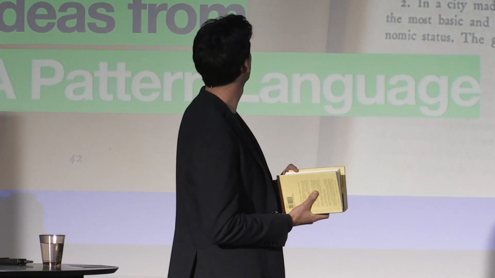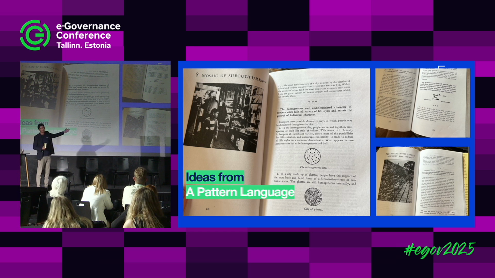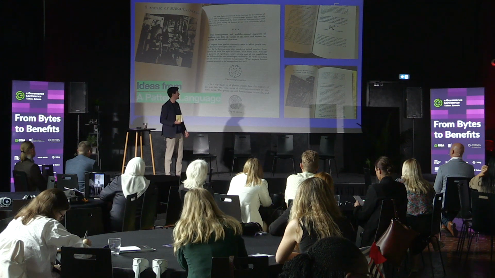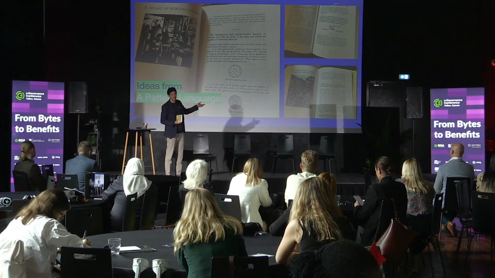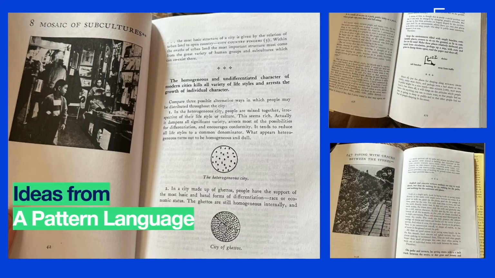So if we look here, mosaic of subcultures. How do you design a city that can support a mosaic of subcultures? Then as you walk through the book, you've got kind of middle level patterns. So how do you design a space where people feel comfortable sleeping in public, if that's a need? And then down, like I said, the minutiae, paving with cracks between the stones. So it really gets into the minutiae of a design pattern.